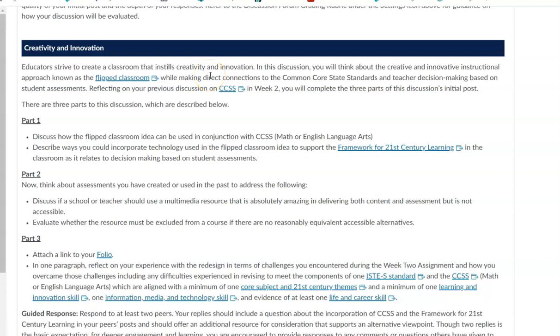Hello, class. For this discussion, we will be focusing on creativity and innovation as it relates to the flipped classroom idea. So make sure that you take the time to read information about what a flipped classroom is if you've never heard of it. And then you're also going to work to make a direct connection to the Common Core standards and teacher decision making based on student assessments. So we're focusing on the assessment component.